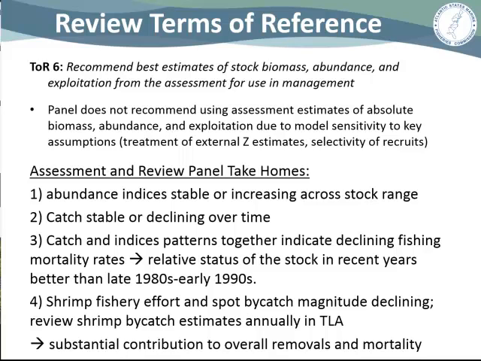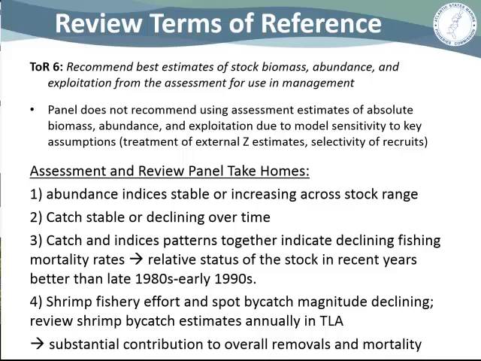First, that the abundance indices generally are stable or increasing across the stock's range. Secondly, that catch appears to be stable or declining over time, and that in combination, the catch and indices patterns indicate declining fishing mortality rates relative to the status of the stock in recent years. The relative status of the stock in recent years is better than the late 80s and early 90s. And that the shrimp fishery effort and spot bycatch magnitude appears to be declining, and the panel recommended reviewing the shrimp estimates, or the bycatch estimates, annually and folding that into the traffic light analysis that Chris presented, and we'll hear a little bit more on.